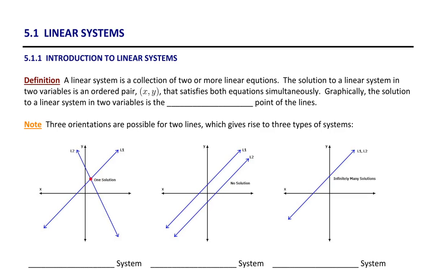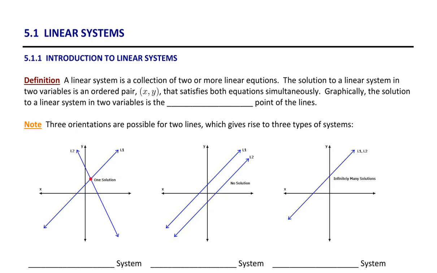Welcome to the last unit for college algebra. In Unit 5, we'll study systems. In Section 5.1, we'll examine linear systems, and in Section 5.2, we'll examine nonlinear systems. So let's get started with linear systems.